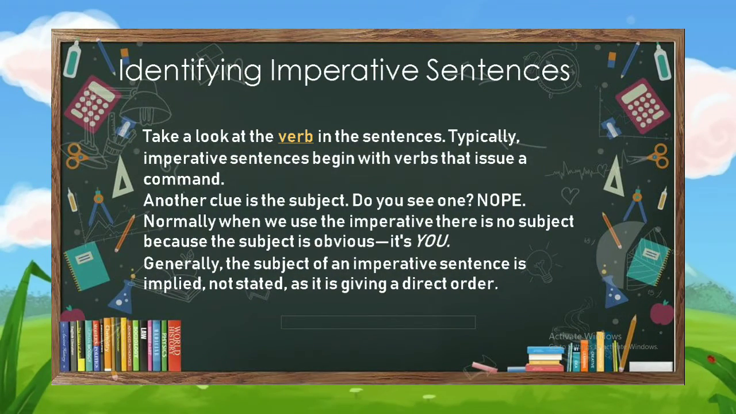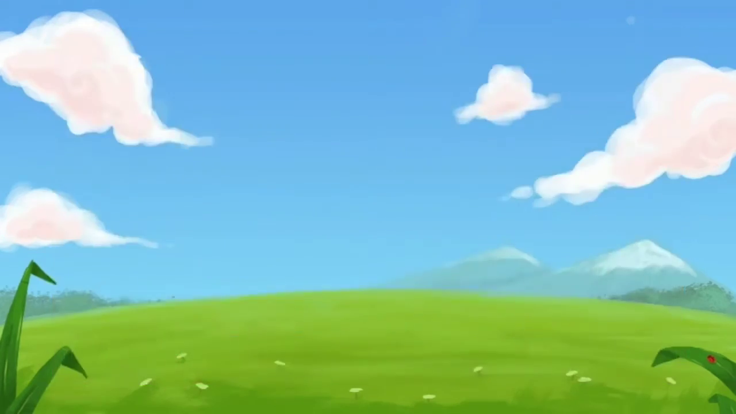Let's try to identify imperative sentences in a manual. In identifying imperative sentences, take a look at the verb in the sentences. Typically, imperative sentences begin with verbs that issue a command. Another clue is the subject. Do you see one? Nope. Normally, when we use the imperative, there is no subject because the subject is obvious. It's you. Generally, the subject of an imperative sentence is implied, not stated, as it is giving a direct order.